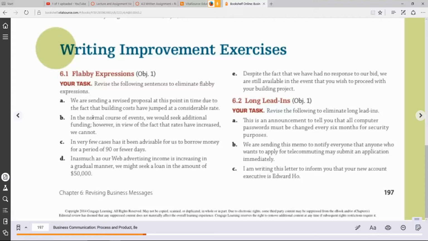And then B, in the normal course of events, we would seek additional funding. All right, so you can look in there and see. However, in view of the fact, so you can just keep looking through there and see there's also long lead-ins, but this is talking about flabby expressions. So you look through there and replace what this is.